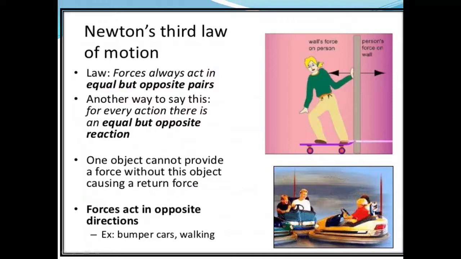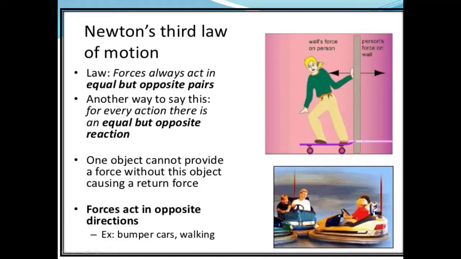So here are some examples where you can see the wall's force on the person, whereas the person's force on the wall. So here, according to Newton's third law, forces always act in equal and opposite directions, but in opposite pairs. So another way to say that is for every action there is an equal and opposite reaction. That is what we can see from this picture.